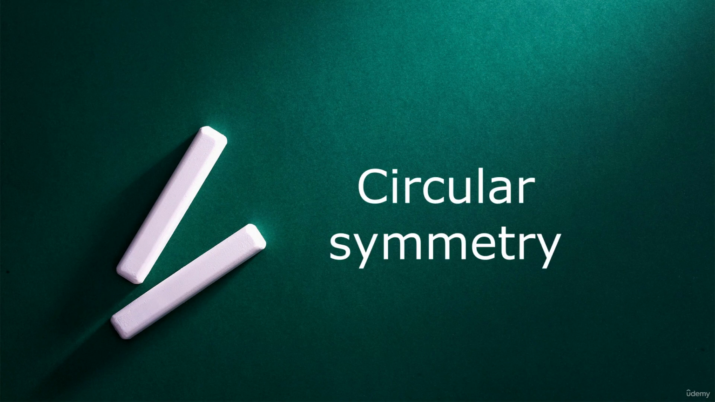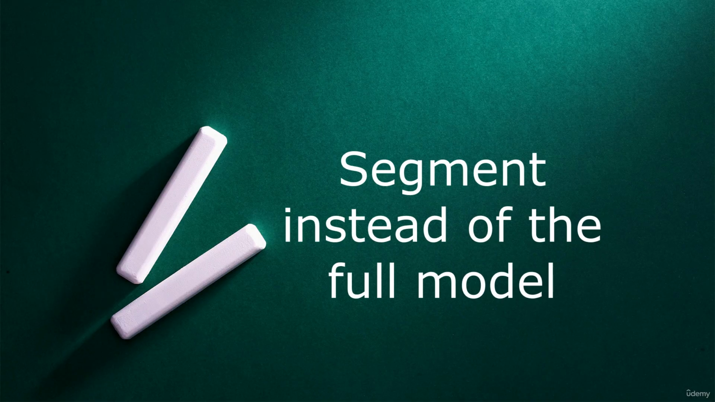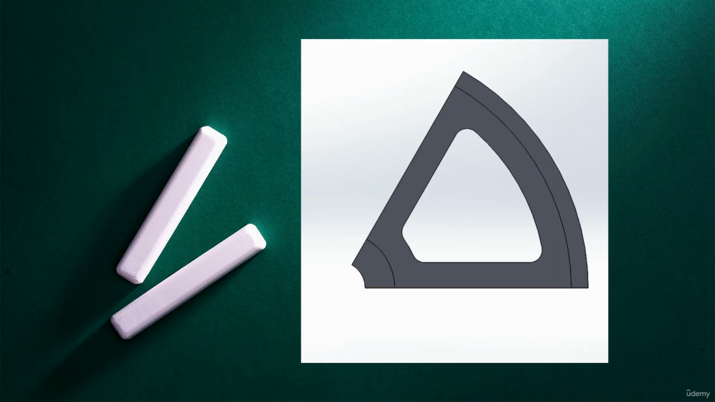In this section, we're gonna look at circular symmetry. As we said in the previous section, symmetry helps us to study a segment of the model instead of a full model. So to analyze objects with circular symmetry, or so-called axisymmetrical objects, a single wedge can be used.